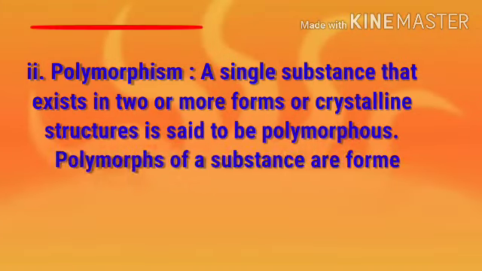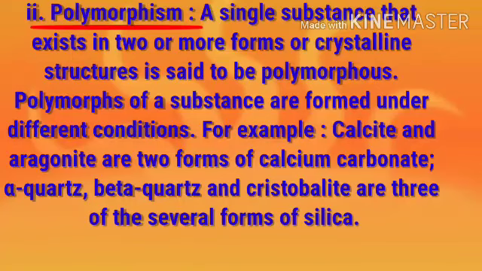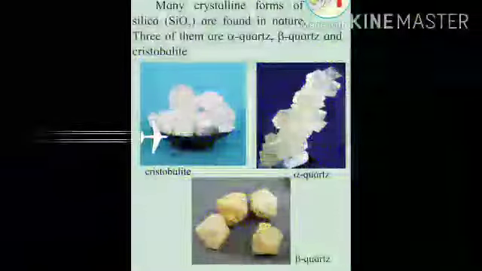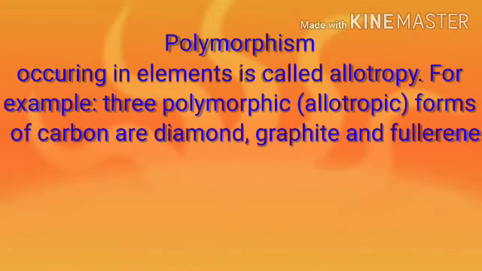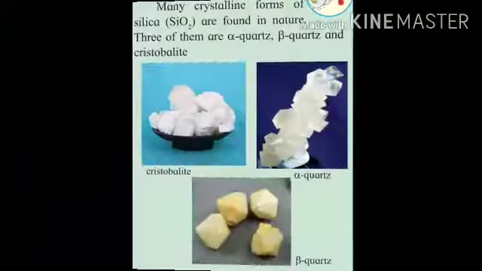Next to this, polymorphism. A single substance that exists in two or more forms of crystalline structure is said to be polymorphous. Polymorphs of a substance are formed under different conditions. For example, calcite and aragonite are two forms of calcium carbonate. Alpha quartz, beta quartz, and cristobalite are three of the several forms of silica. Polymorphism occurring in elements is called allotropy. For example, three polymorphic or allotropic forms of carbon are diamond, graphite, and fullerenes.